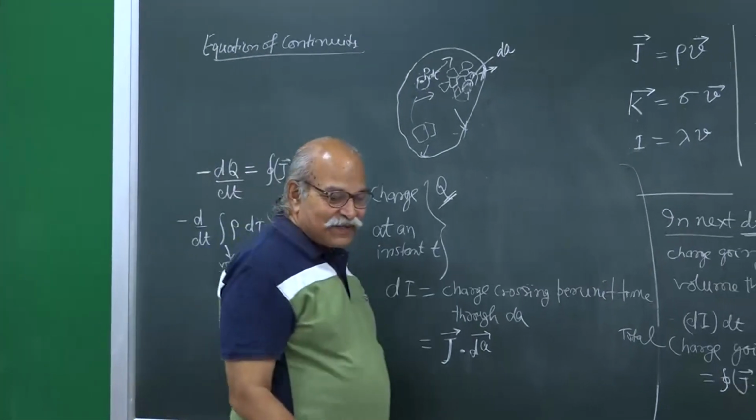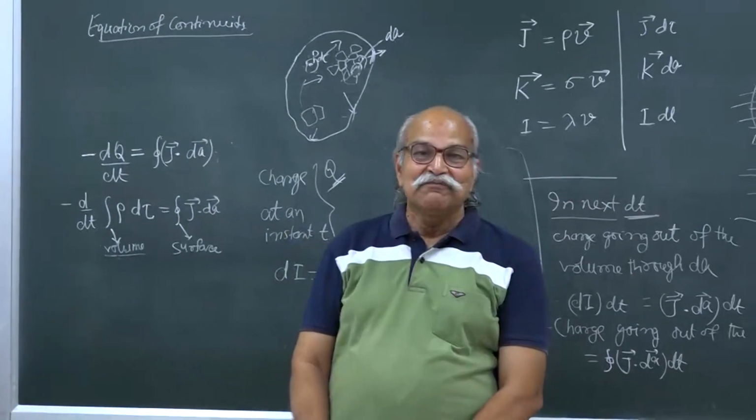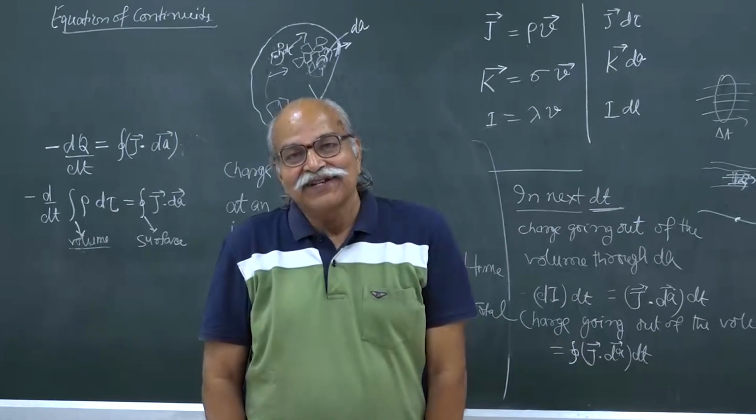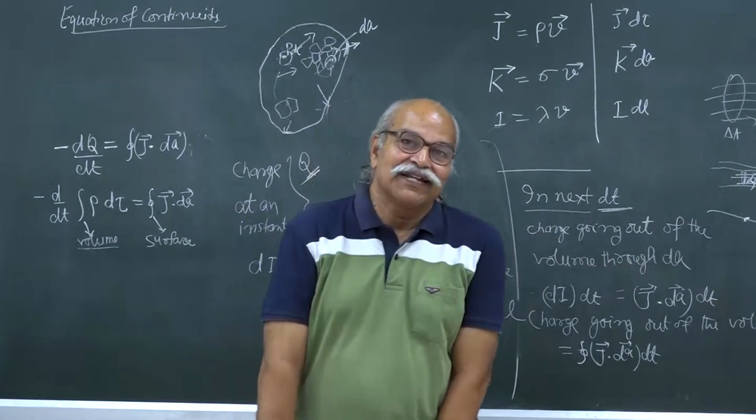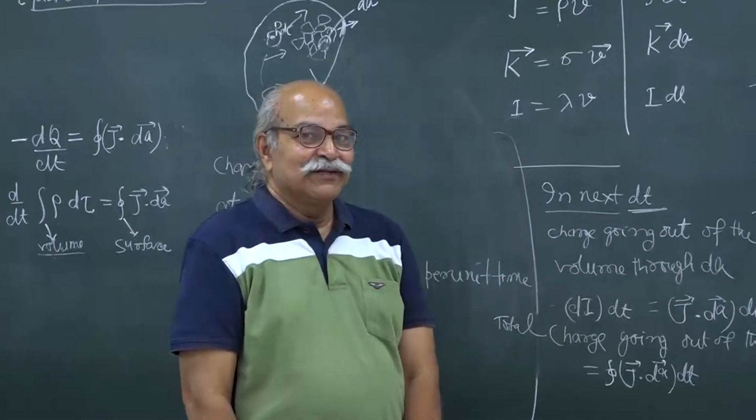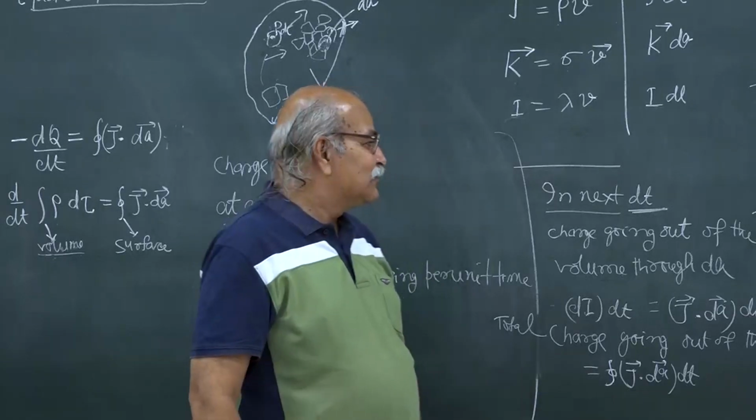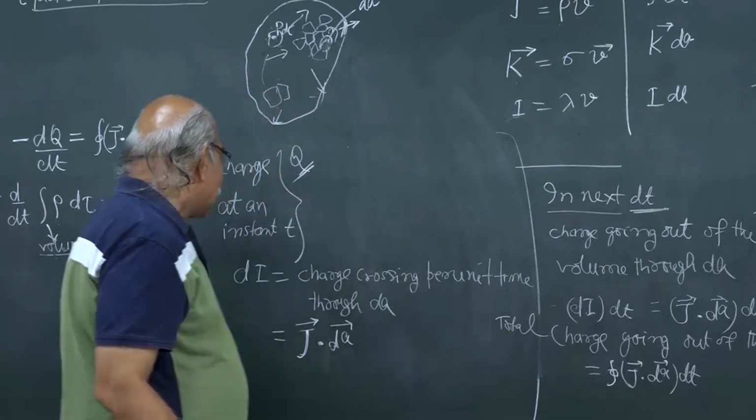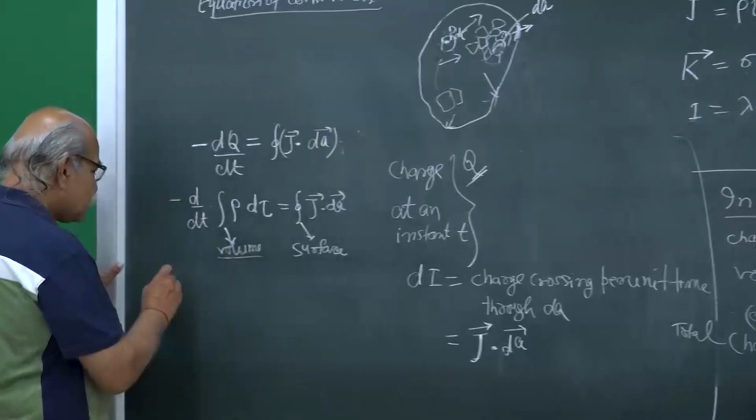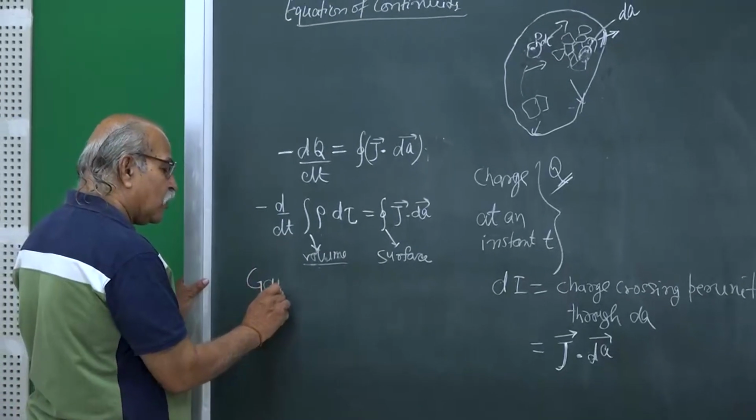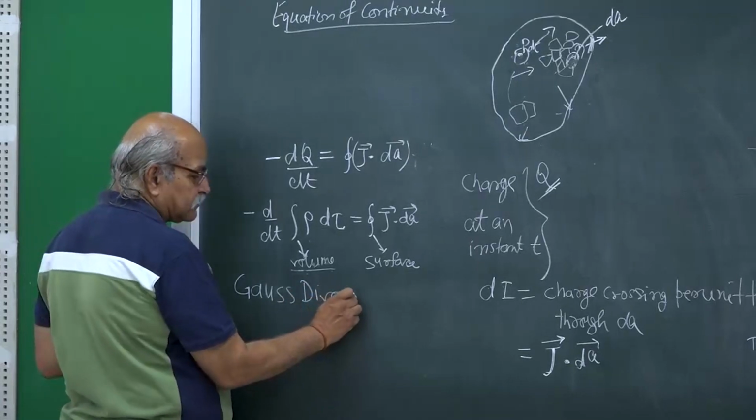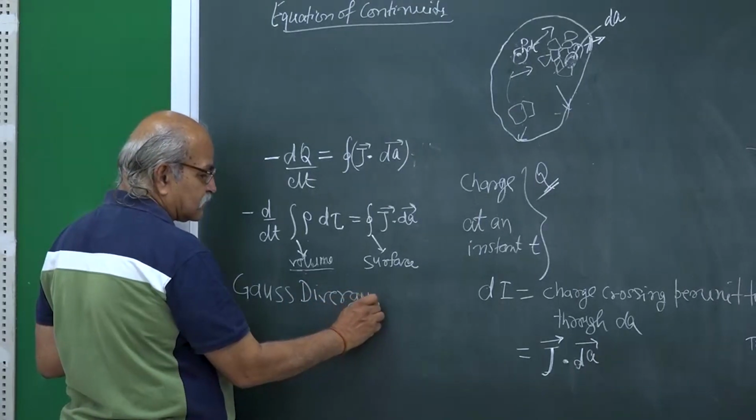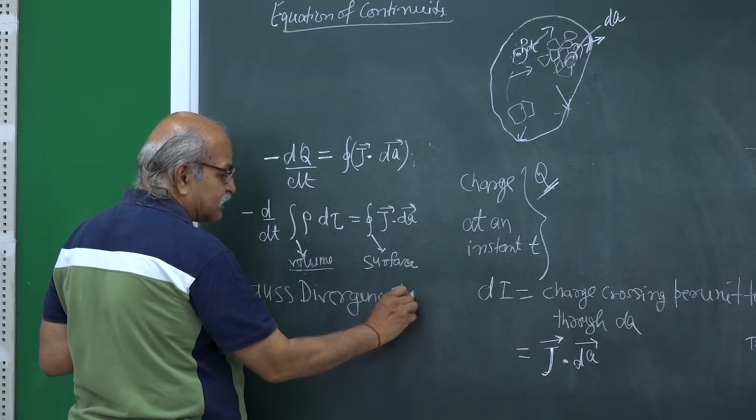Now, if you remember, there is a beautiful relation called Gauss divergence theorem. We had talked at length in our part 1, where we discussed Gauss's law. So, this is known as Gauss divergence theorem. And what does it tell?